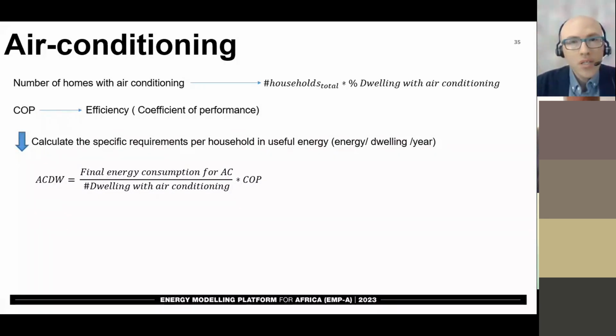For appliances and lighting, here are the data needed for appliances and lighting.